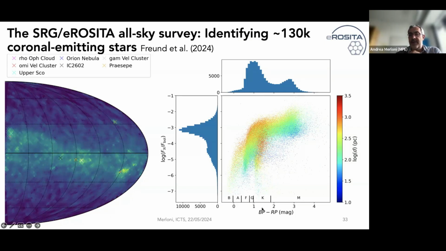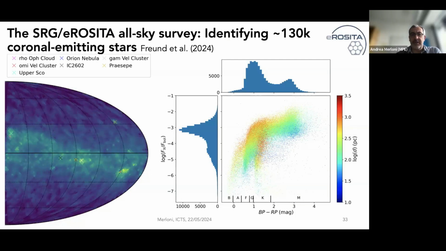And this is a sort of X-ray Hertzsprung-Russell diagram in which, as a function of the Gaia BP minus RP color, we show the X-ray to bolometric flux ratio. This paper contains all the detail you want to know. I'm not going to go into them here.